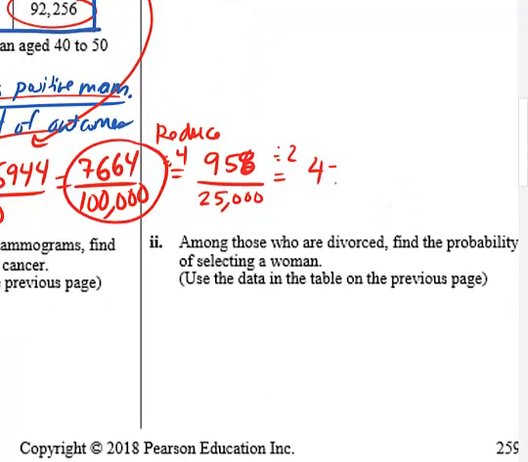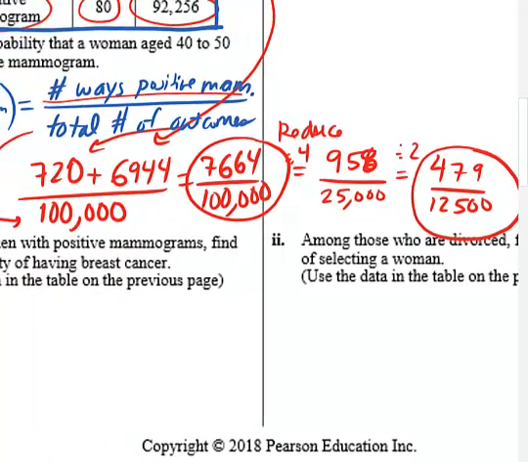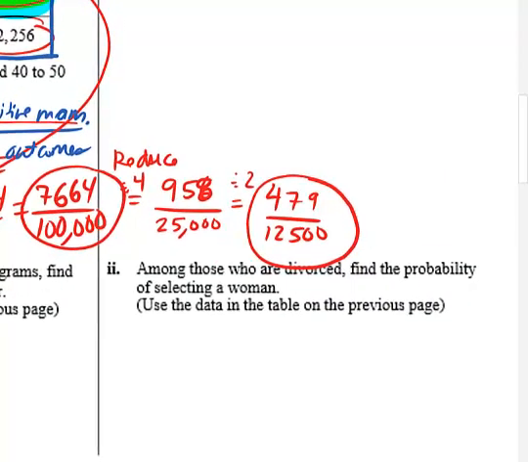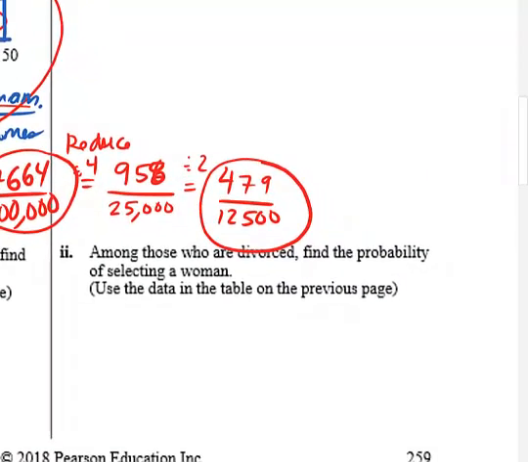479. So it reduced a little more. 125 0.00. There we go. So that would be your chances, based on this information, if you're between 40 and 50, the chances of getting a positive mammogram are 479 out of 12,500.